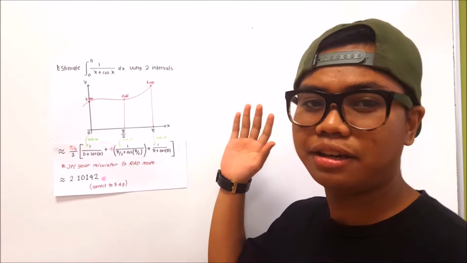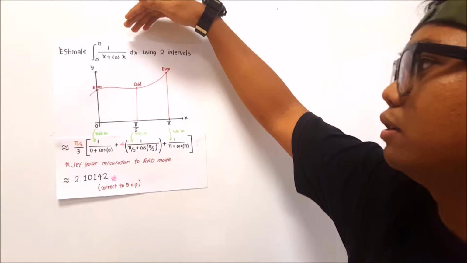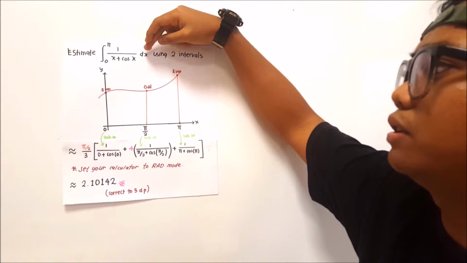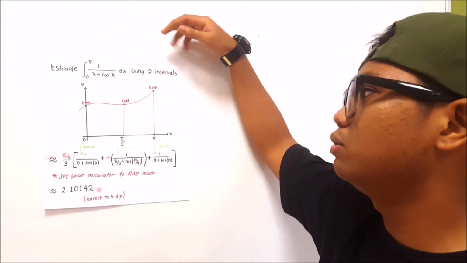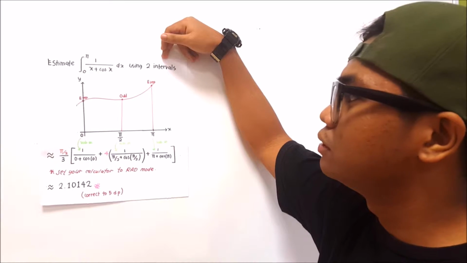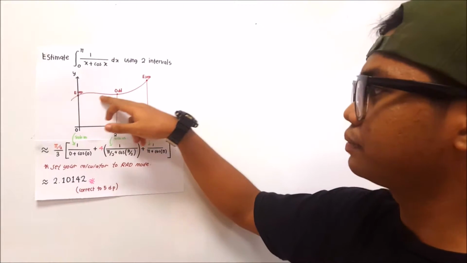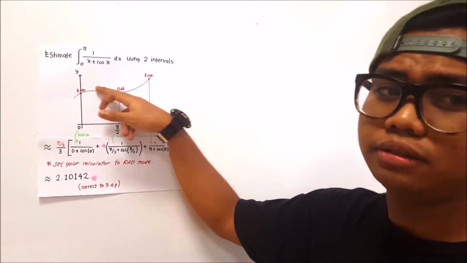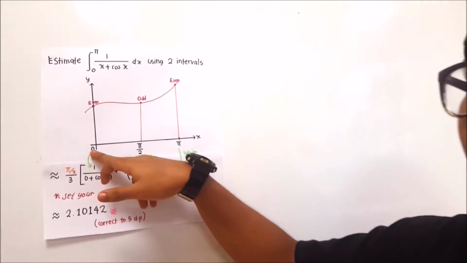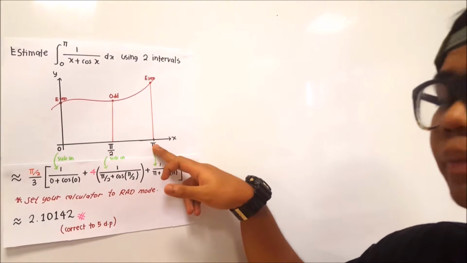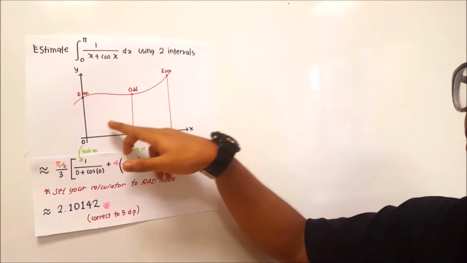So this is our second example for today. The question is, estimate the integral of 1 over x plus cosine x with respect to dx, with the upper limit of pi and the lower limit of 0, using only 2 intervals. First of all, you draw a graph with any curve shape, because the curve shape doesn't matter. Second, you put in the lower limit, which is 0, and the upper limit, which is pi. Then you put in the strips, and these will be the 2 intervals.